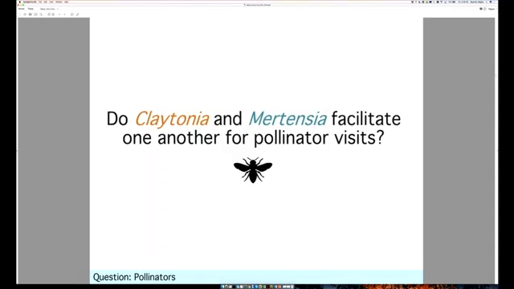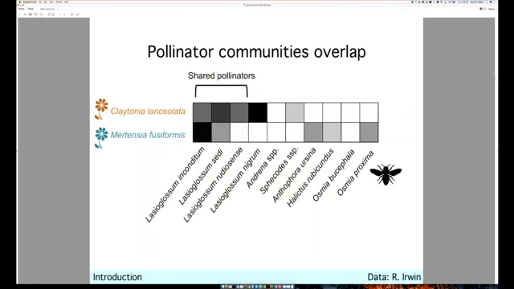The first question I'm going to ask is, do Claytonia and Mertensia facilitate one another for pollinator visits? There's data collected by the Irwin Lab at the field station suggesting that these two species actually do share pollinators. I have Claytonia lanceolata and Mertensia, and the colors just indicate the number of times that these insects were found on those flowers. They found that these solitary bees do visit both of the species, and I've also seen queen bumblebees visiting both species.